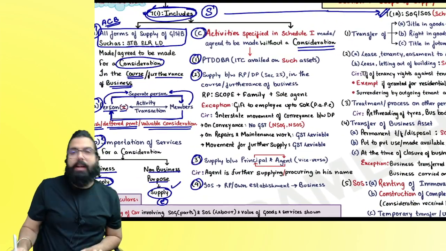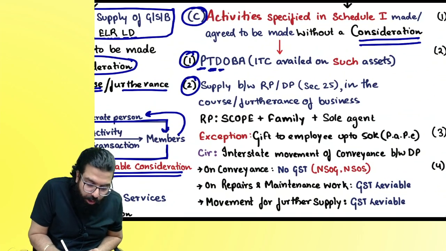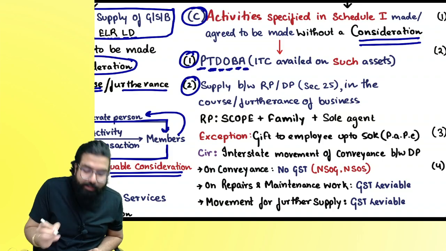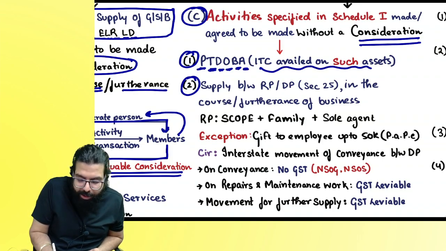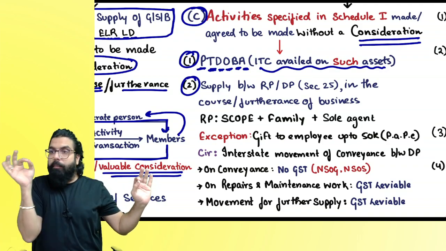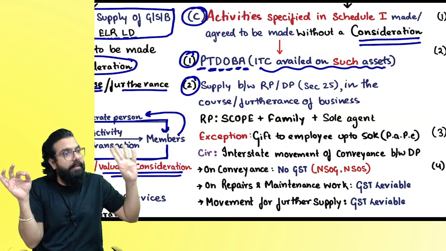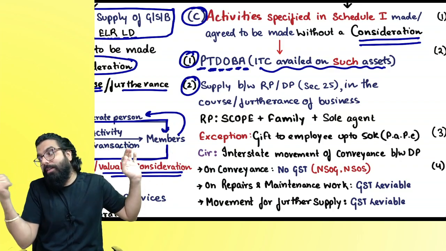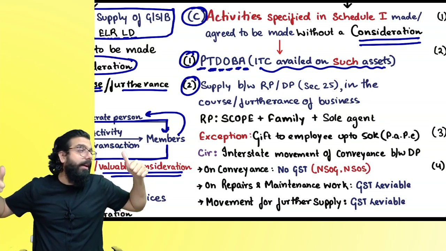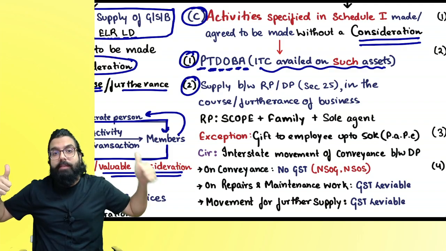The first activity is permanent transfer or disposal of a business asset where ITC has been availed on such asset. I went ahead and got a thermometer and gave the thermometer for free. Then it is a permanent transfer of a business asset on which ITC was availed. ITC availed on the asset, ITC availed on the thermometer, given the thermometer free, this will be a supply.